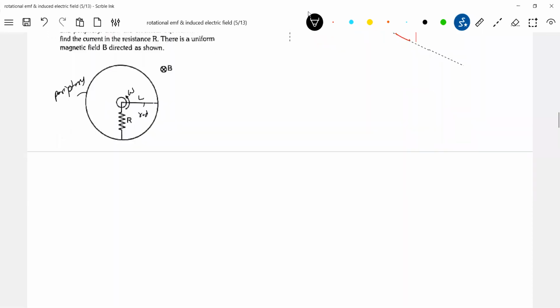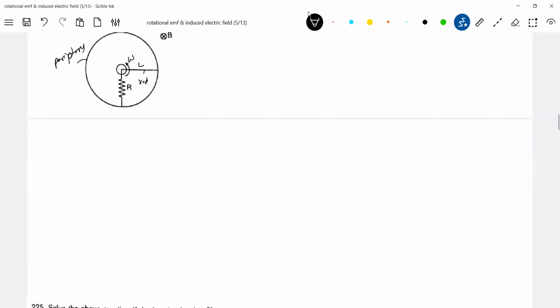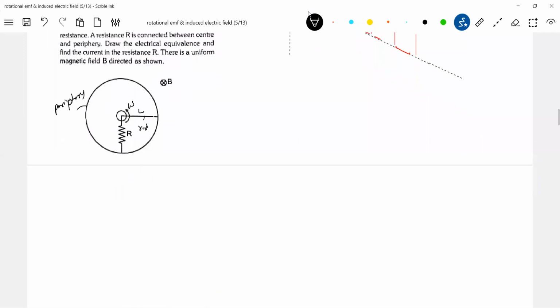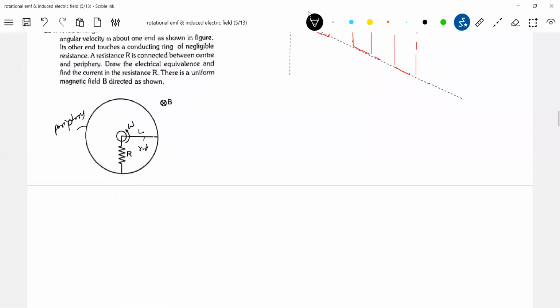As shown in the figure, we have to calculate the expression for current I. Find the current I in the circuit. Find the current through the resistor R.